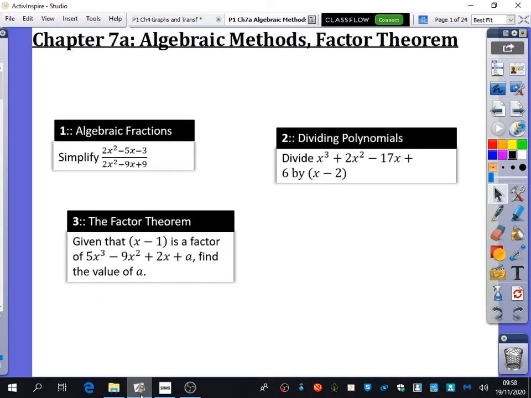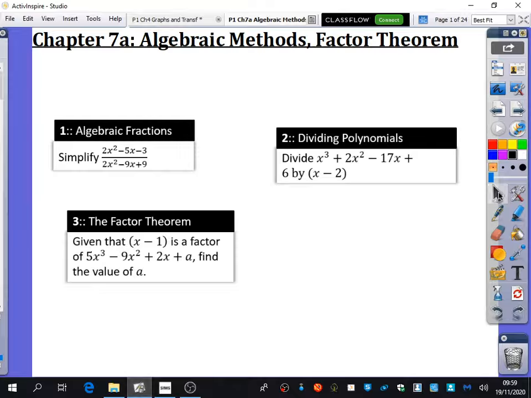Right, we're looking at chapter 7 now, and chapter 7 is called Algebraic Methods, but I like to split chapter 7 into two parts, which is why I've called it chapter 7A. Chapter 7A is about the factor theorem, which is really to do with algebraic fractions and division, and then 7B is proof. So they're quite separate to each other. I don't know why they've decided to put them into one chapter. We're just going to be doing the first half of this chapter, which is going to be the factor theorem.